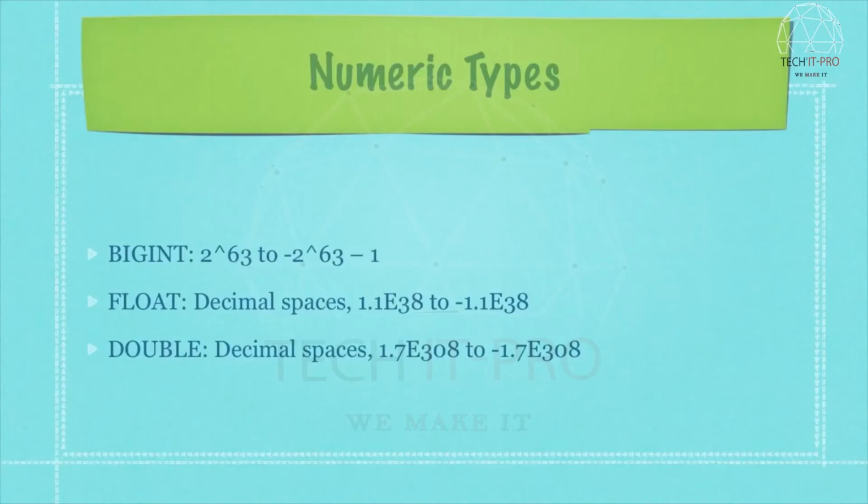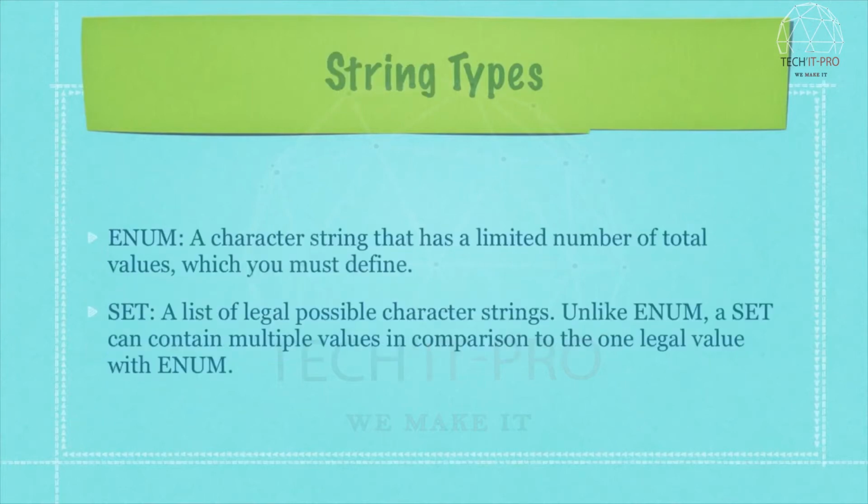Floats, which is what you're going to use with decimals, as well as doubles. Then you have your string types. You're going to have enumerated types, which is just like you saw there. Whenever you know that you're going to have a limited number of possible values, like male or female, an enumerated type works well. And then you have sets, which I'm actually going to skip over in this part of the tutorial, which is just going to be a list of legal possible character strings.